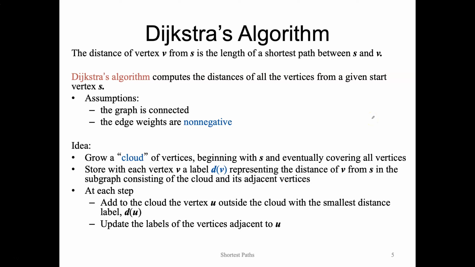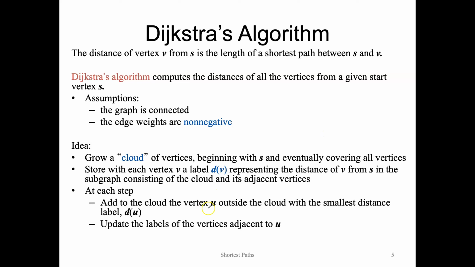Dijkstra's algorithm gives a way to find a shortest path tree, that is, a shortest path from a single starting vertex to all other vertices. It uses a greedy approach, building a cloud of vertices for which this shortest path tree has been obtained, and incrementally adds to it a vertex with the smallest distance label.